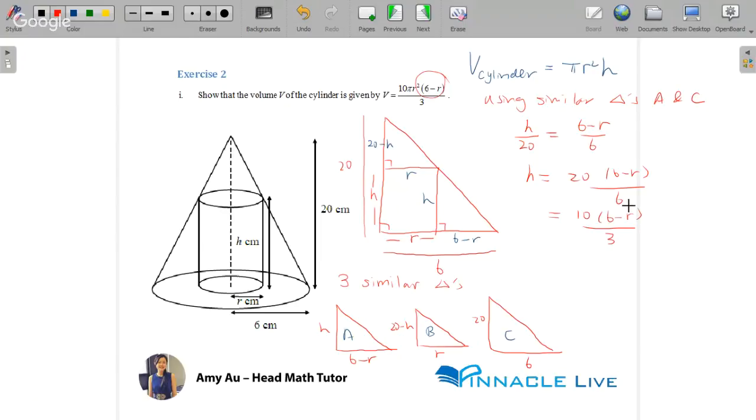Okay, so I'll just simplify the 20 on 6 into 10 on 3. So now we've got the h, come back to the volume formula for our cylinder. So the volume is meant to be pi r squared h, which we've just deduced the expression for. And then you can see that's matching already. So now I'm just going to copy the question so it looks exactly like what is in the question.